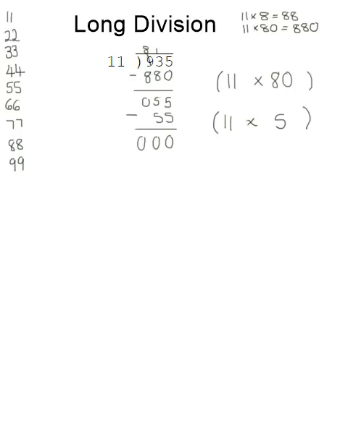So finally, in order to find our answer for this question, we need to add up these values. So we have 80 and 5. So my final answer would be 935 divided by 11 is 85.